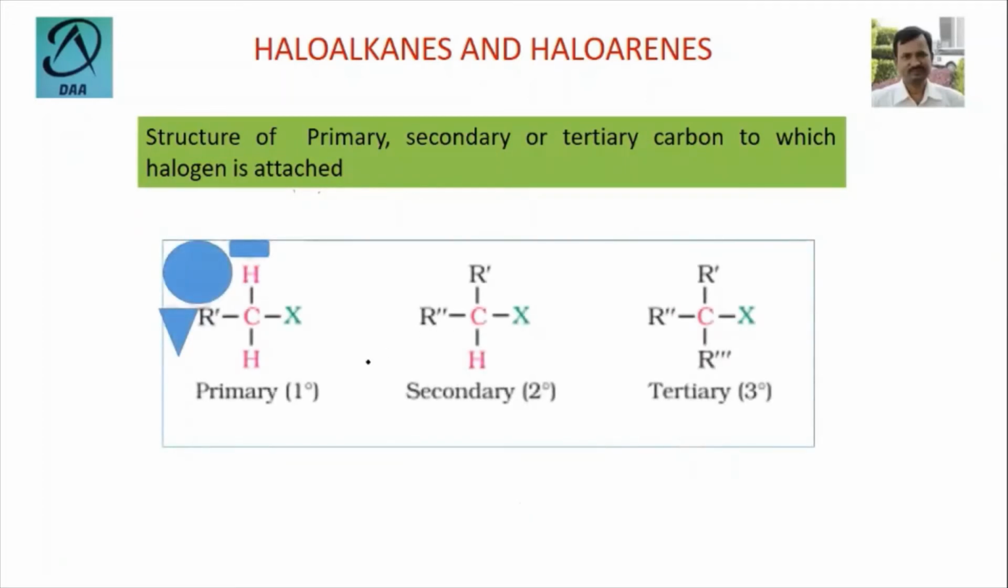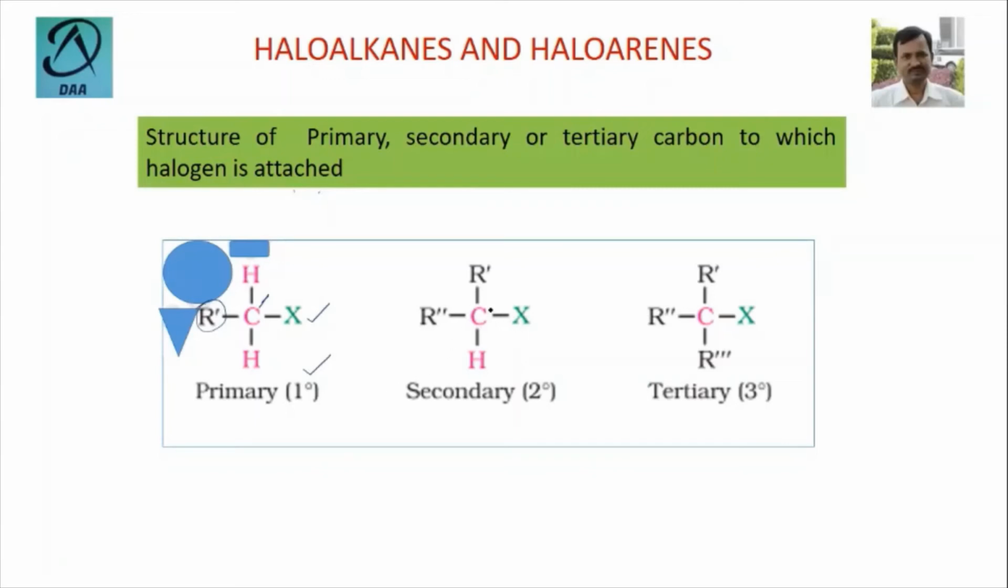So in this figure, you can see for primary, this carbon atom is attached with the halogen atom, and here only 1 R group is there. It is written R prime to distinguish it from the other R groups. So when the carbon is attached with only 1 R group, then it is called the primary haloalkane or alkyl halide.